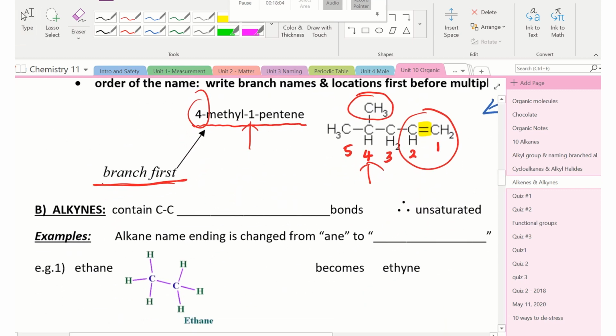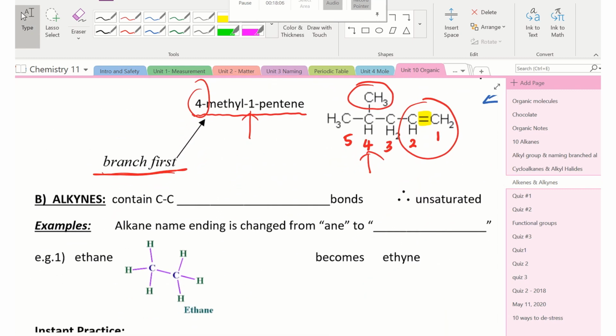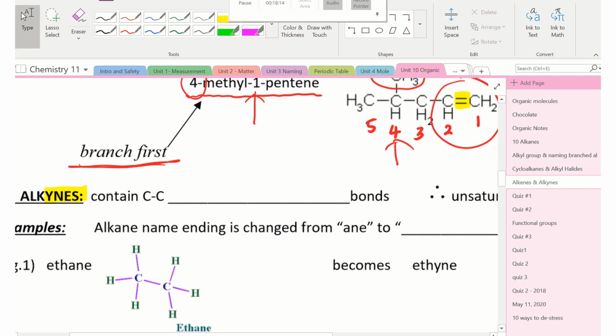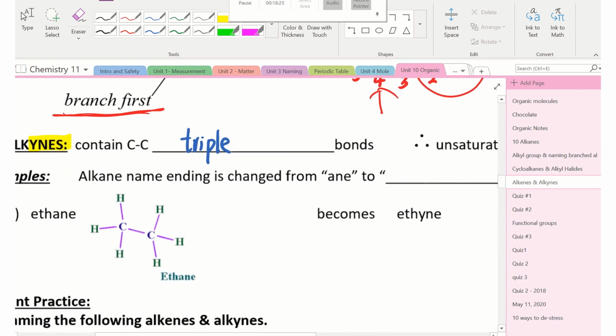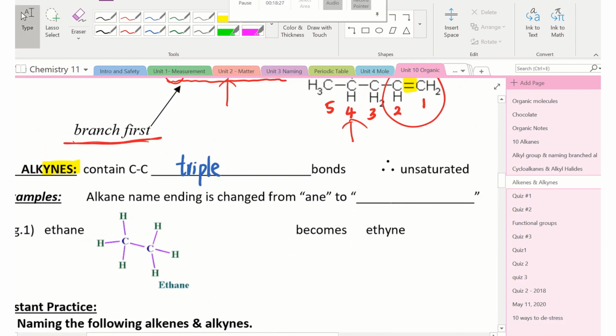Okay, so moving on to alkynes. Alkynes end in YNE. So I just review how to pronounce those names with you. It contains carbon-carbon triple bonds. I already showed you how it looks. It looks like a straight line when there's a triple bond, and it's unsaturated because it's not completely filled with hydrogen.